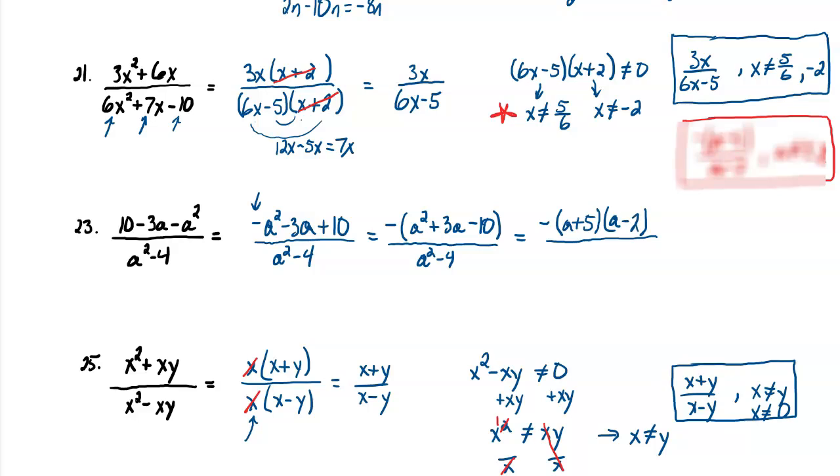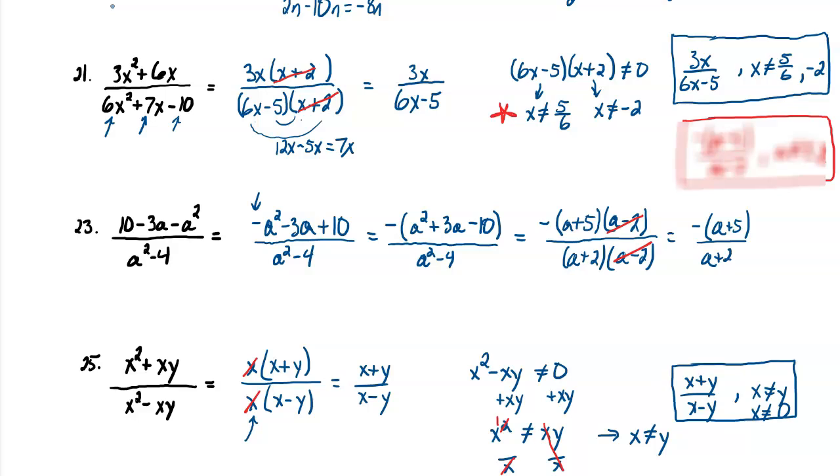In the bottom, the a squared minus 4 factors as a plus 2, a minus 2. Now the canceling, the a minus 2 and the a minus 2. The result is negative, parenthesis, a plus 5 over a plus 2.